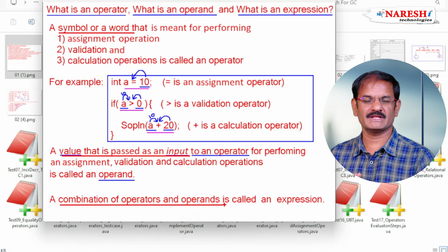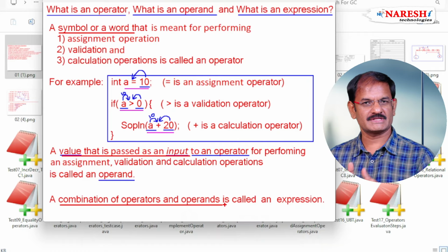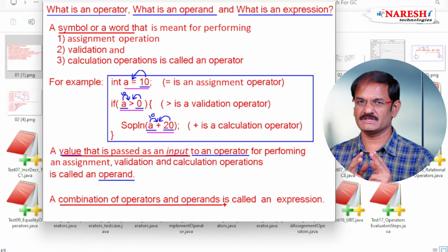More important points in the next examples. Okay, please write the notes and practice these three words clearly.